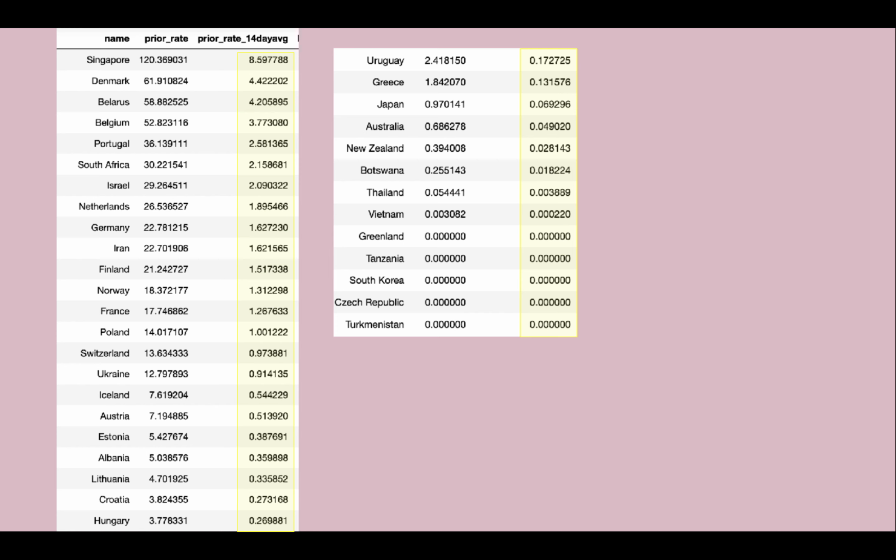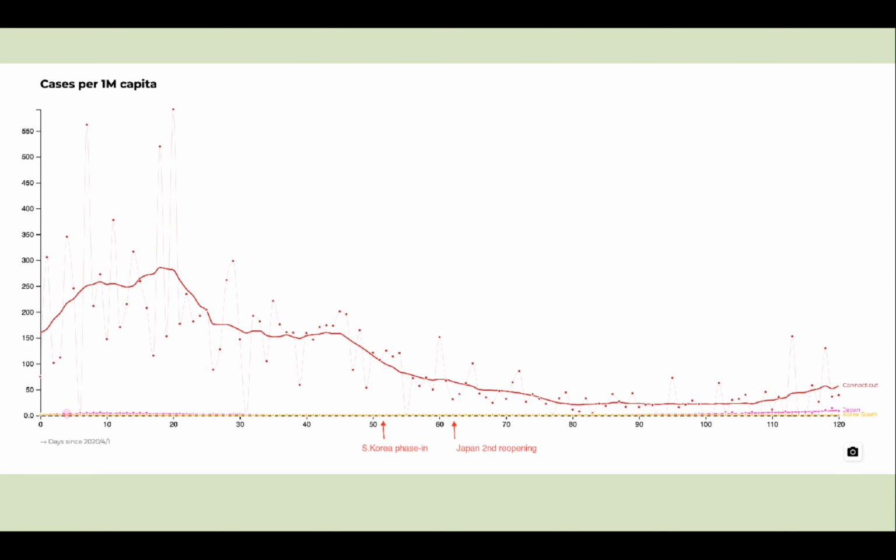Just to see the same information graphically, we often see Connecticut compared to South Korea and Japan. Here again is Connecticut's epidemic curve. It's been rescaled to cases per million. And you can see the comparable curves for South Korea and Japan. They are these yellow and purple lines way at the bottom, almost so low that they don't show up above 0 on Connecticut's scale. So this is where they were when they phased in their school reopening. And again, this is Connecticut right now.